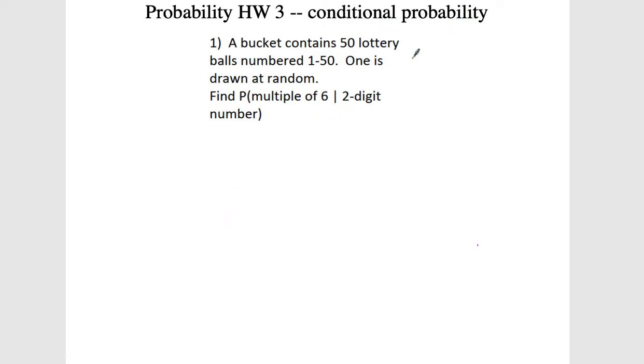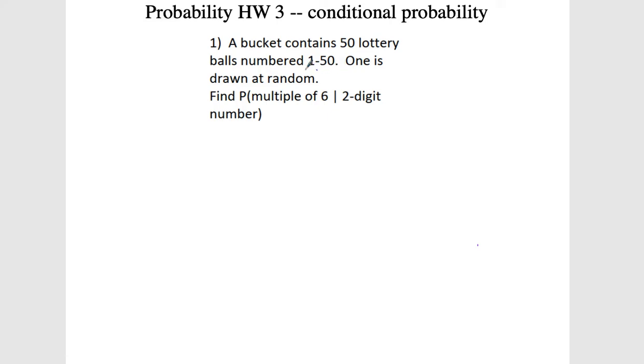So again, this is unconditional probability. A bucket contains 50 lottery balls numbered 1 to 50. One is drawn at random. The way we interpret this is: find the probability of picking a multiple of 6 given that it's a 2-digit number. So we know it's a 2-digit number.